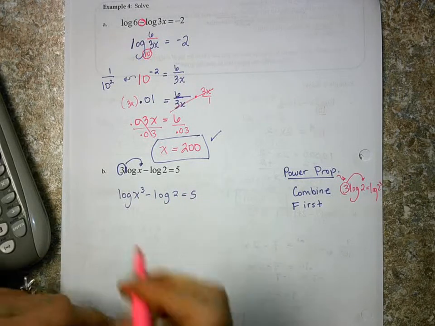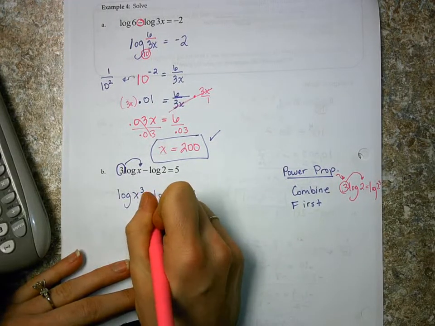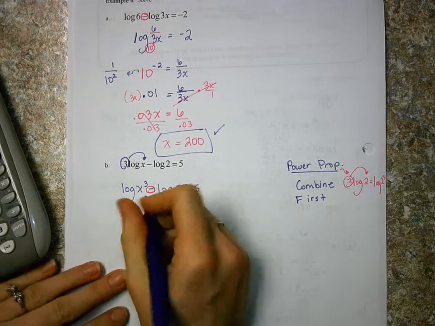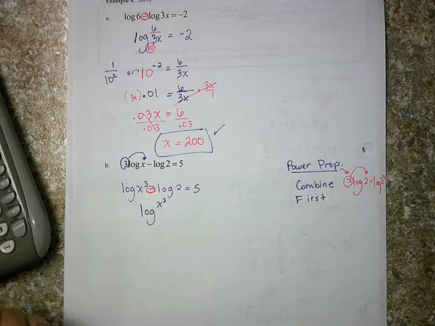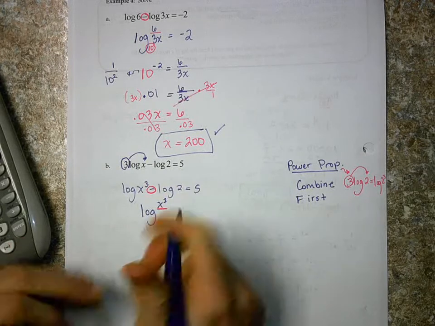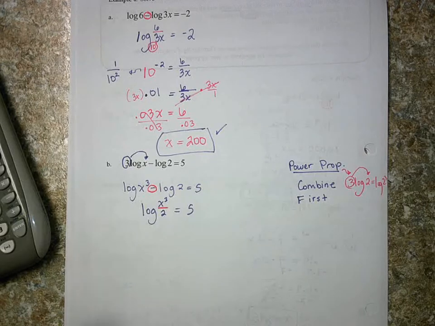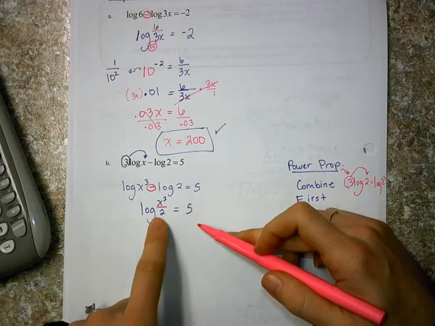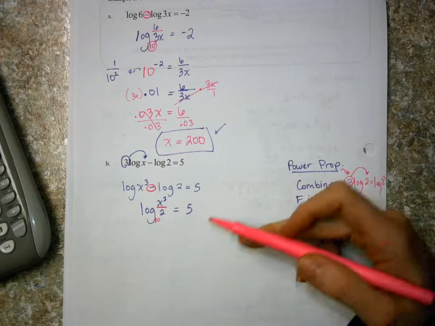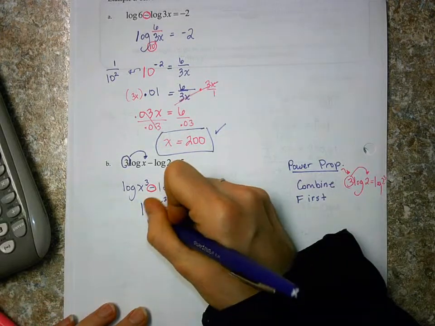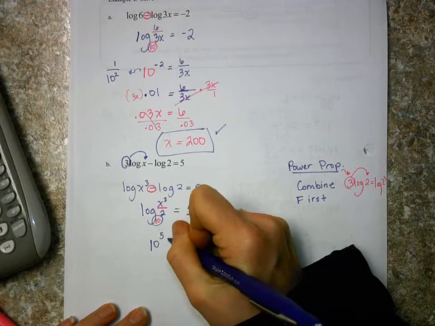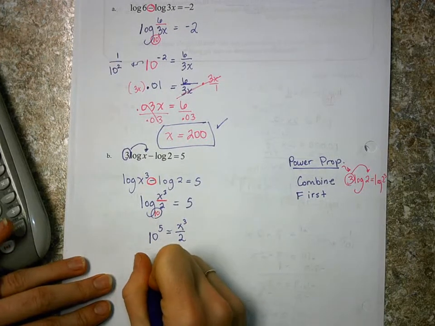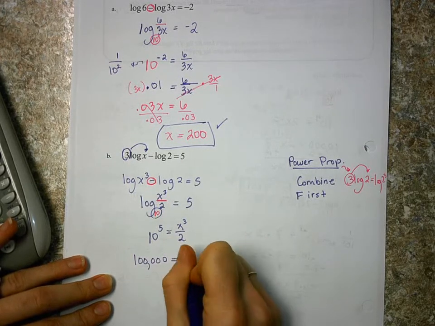Now that I've used that power property, I look at the next property, which I have a minus sign, so that's the quotient property. Use division. So I have log of x cubed divided by 2 is equal to 5. Now there's no base written there, so I know my base is 10. Now that I have all logs to one side of the equation and combined into one, to get the variable alone, you convert into exponent form. So my base is 10. 10 raised to the 5th power will equal x cubed divided by 2. 10 to the 5th is 1 with 5 zeros, 2, 3, 4, 5, also known as 100,000, is equal to x cubed over 2.